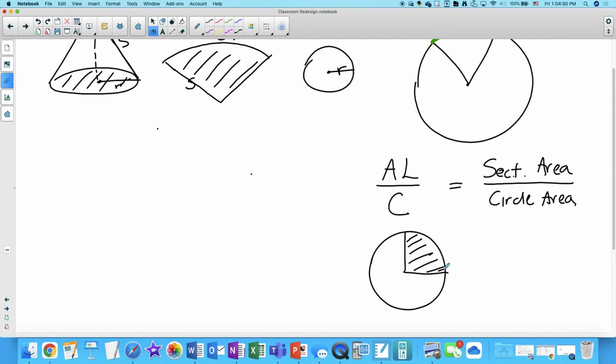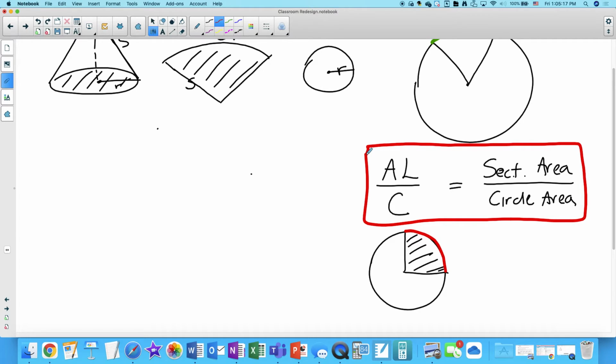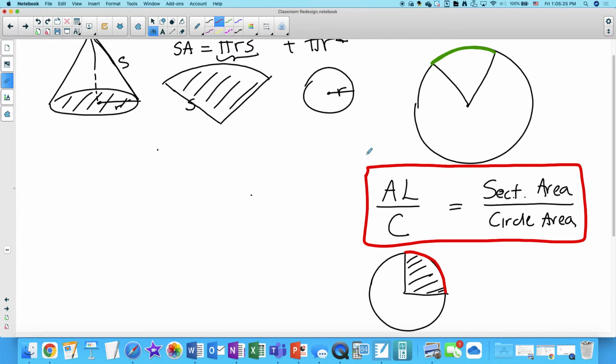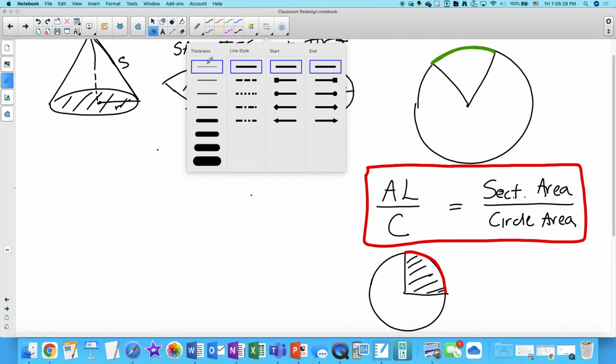This arc length over here is exactly 1/4 of the circumference, and the area that I just colored in is also 1/4 of the total circle area. So you can see arc length over circumference would be 1/4, sector area over circle area would also be 1/4. Okay? So with that in mind, and with this specific ratio in mind, we're going to figure out what the area of this sector in our cone is.